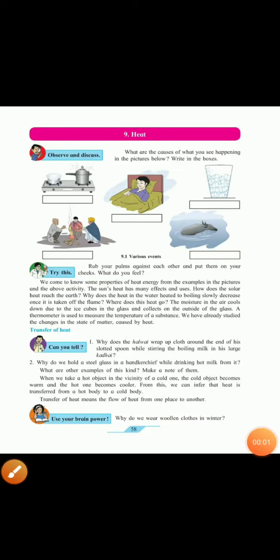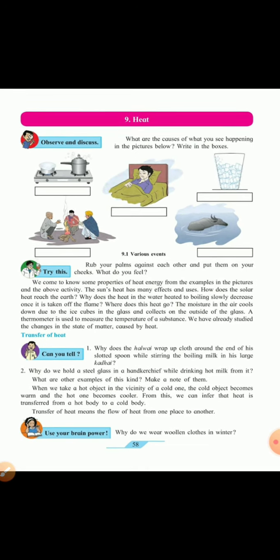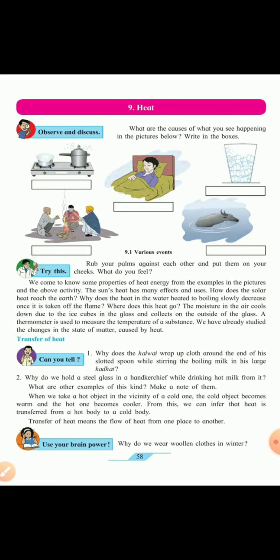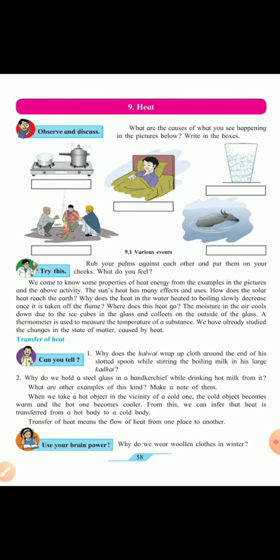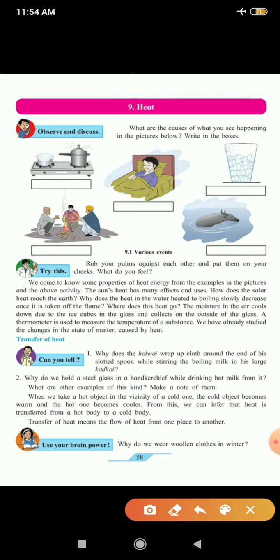Good morning, dear students. So, today we shall begin with chapter number 9, Heat. On page 58, in the beginning of the lesson, you can see some pictures. Observe and discuss. What are the causes of what you see happening in the pictures below, right in the boxes?